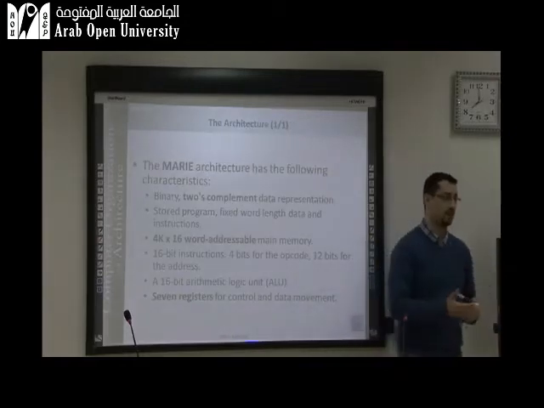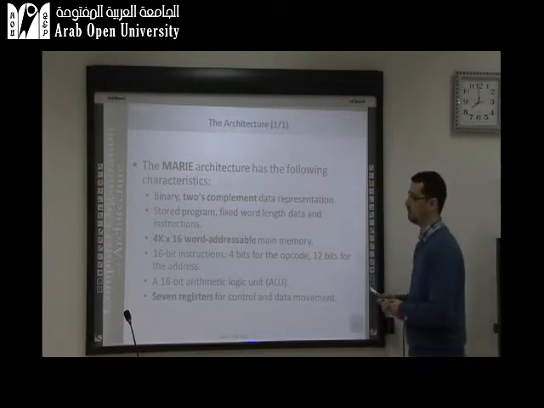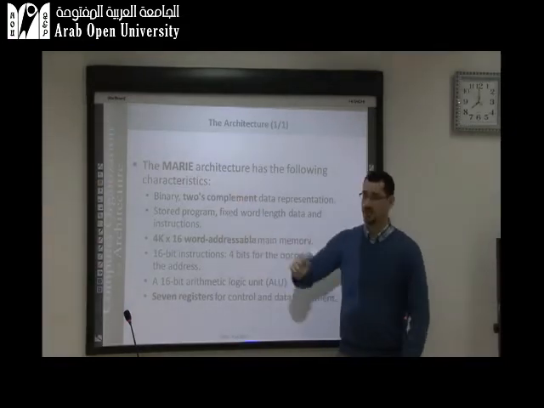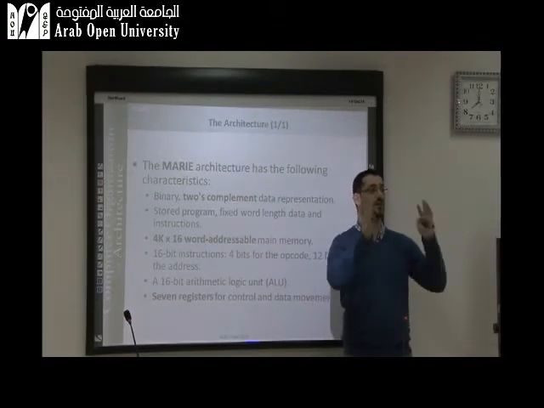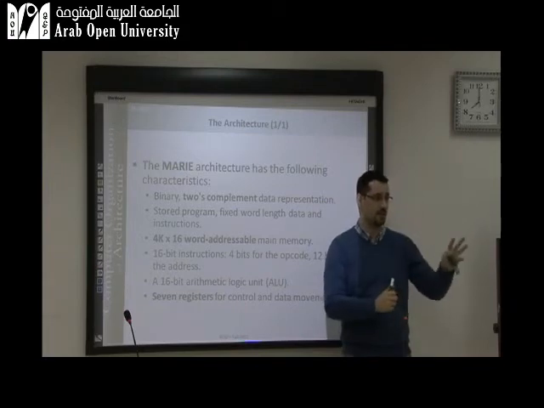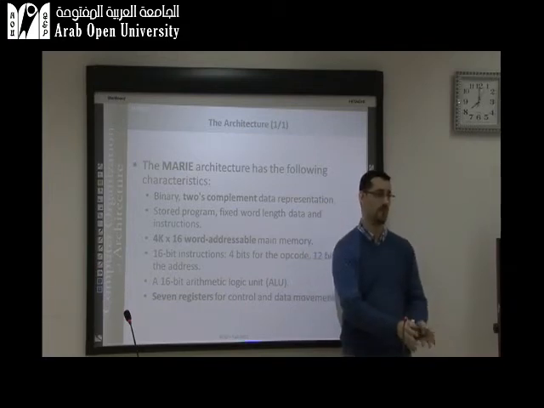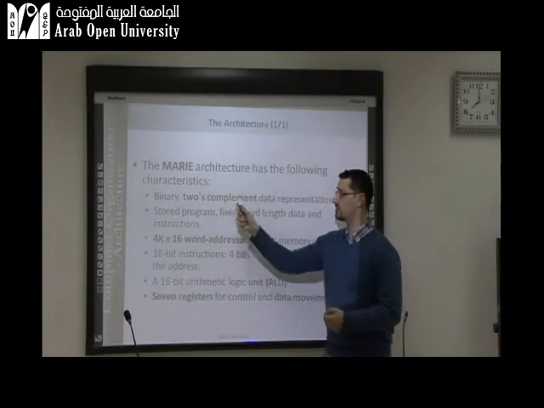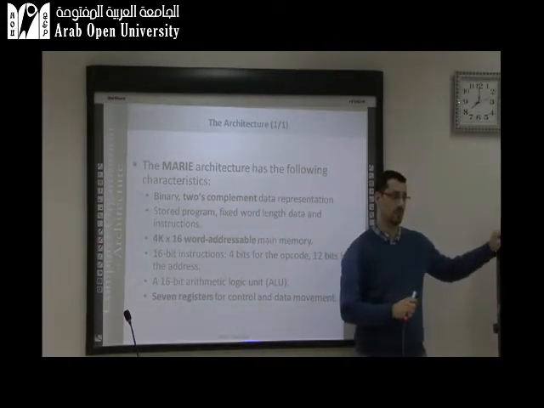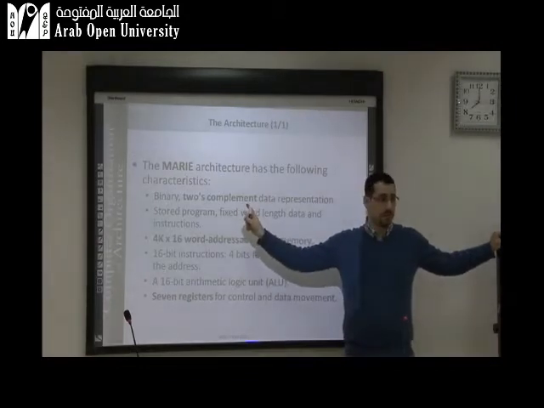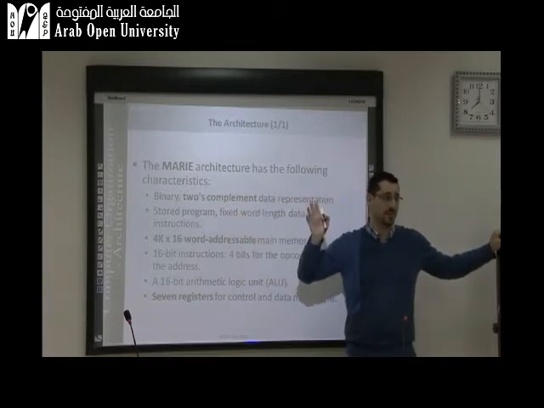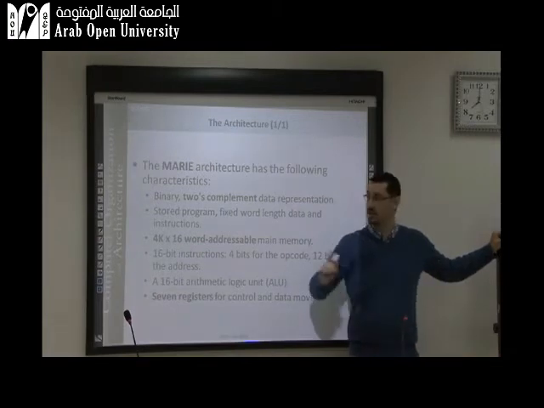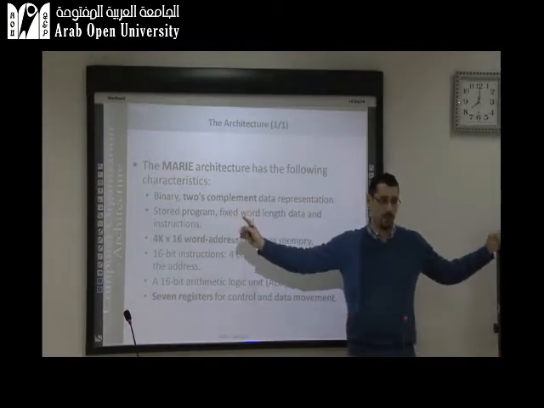But before, let's define what this architecture means. What are the characteristics of this architecture? So at first, keep in mind, the Marie architecture is a von Neumann model, so it contains a CPU with registers, arithmetic logic unit, control unit, we have a memory, and we have a way to communicate with input-output devices. But what are the characteristics of this architecture? At first, it uses two's complement data representation to treat numbers. So since it uses two's complement, if I have positive and negative numbers, I will represent them using two's complement. So this architecture cannot deal with floating point systems, for example. It can only understand signed integers, but without fractions.